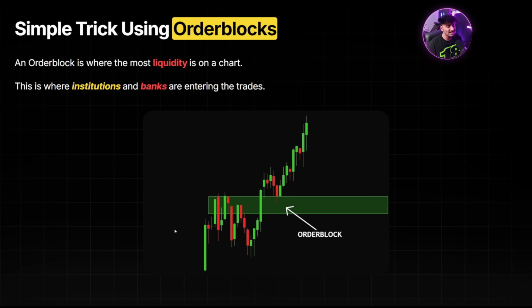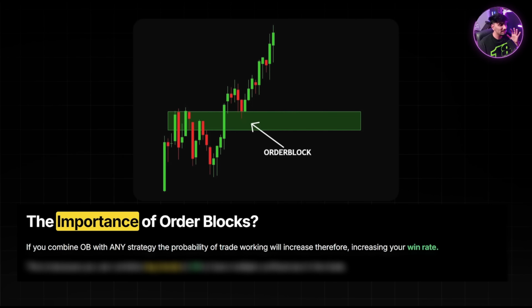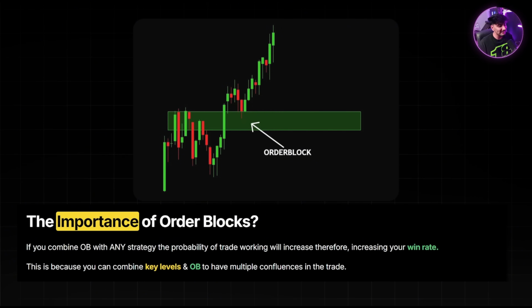But before we get to that, we need to understand the importance of order blocks. So if you combine order blocks with any strategy, no matter what you trade, the probability of the trade working in your favor will increase, and therefore this will increase your win rate as a trader. And this happens because you can combine key levels with order blocks to have multiple confluences to enter the trade.